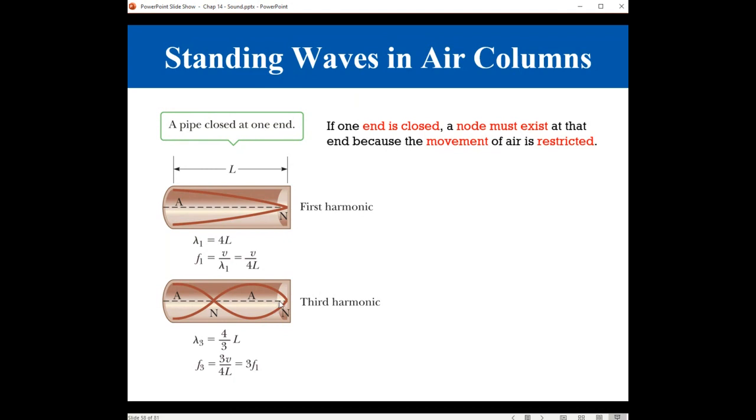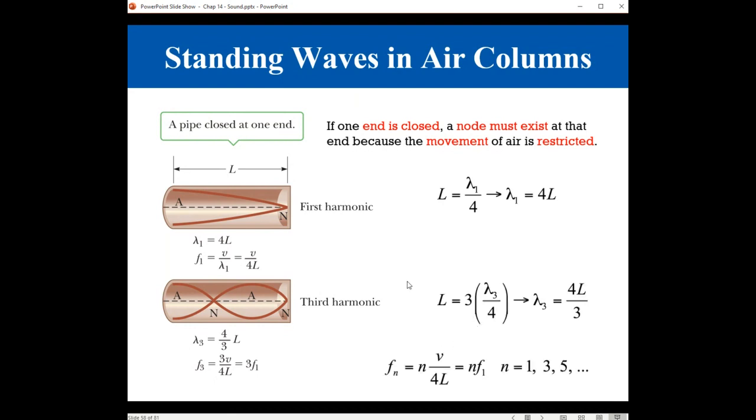Then you can move from the first harmonic. This is the third harmonic here. The frequency is 3F1. Okay.